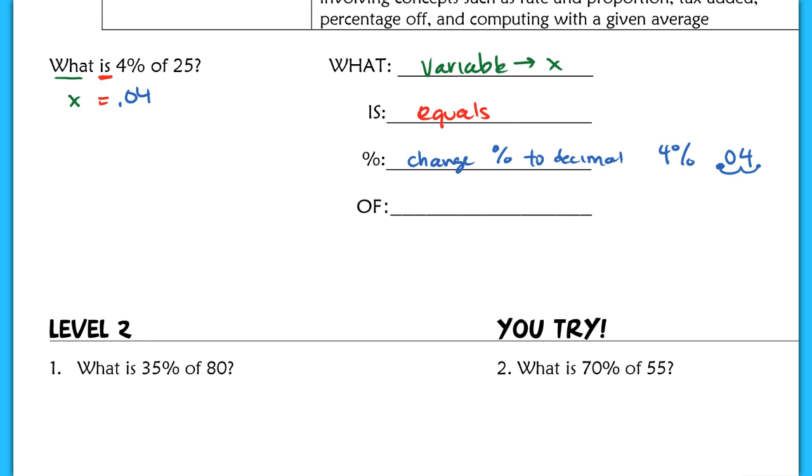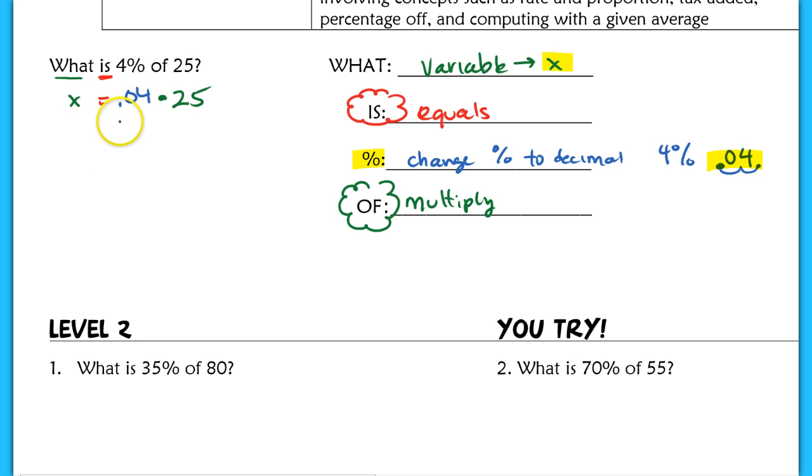The word of means to multiply. So this is something you really have to make sure you understand. Each one of these. Of means to multiply and is means equals. I think the easier one out of these is that what is just a variable, and percentages, you know that you're supposed to change those into a decimal already. So if we're going to finish this off, we have the equation x equals 0.04. Of means to multiply, and then we have the number 25. So in my calculator, I'm literally going to just type in 0.04 times 25, which means now that I get x equals 1. So the number 1 is 4% of 25.